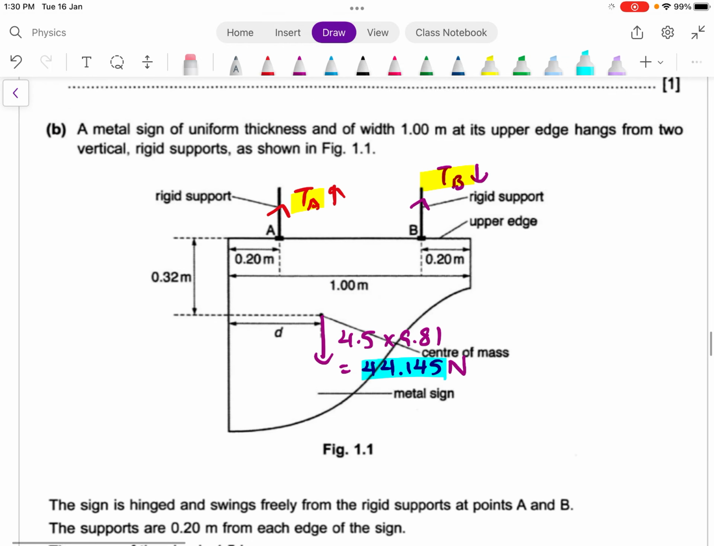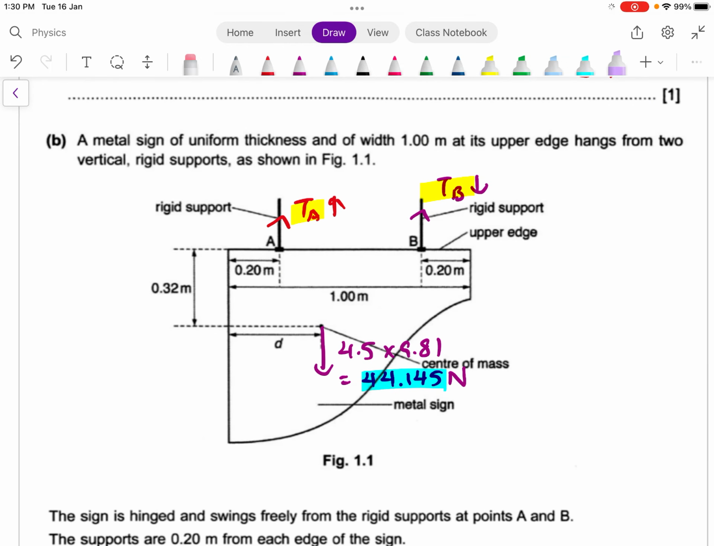So let's go back to the diagram. We are asked to determine what is this distance. With this, high chance I will need to use the principle of moment. So let's just say I put a pivot at this point. Maybe I use this side. Let's just say I put a pivot right here. So this is the pivot.